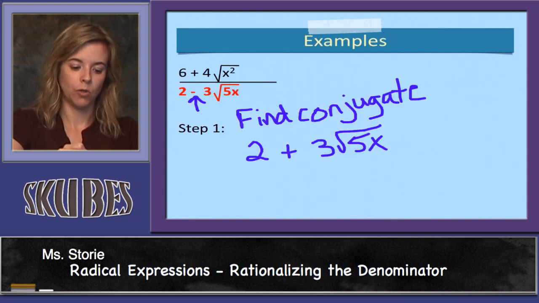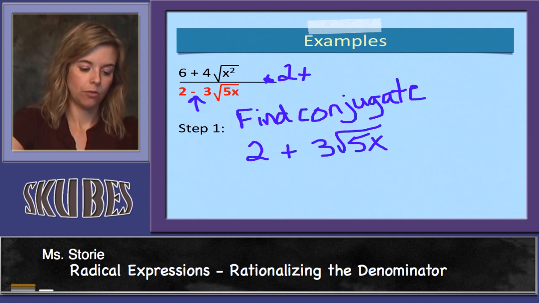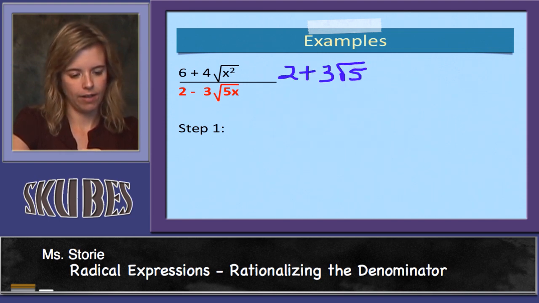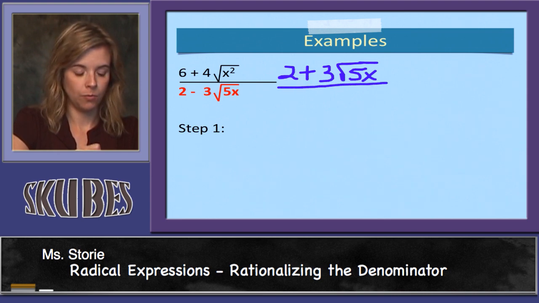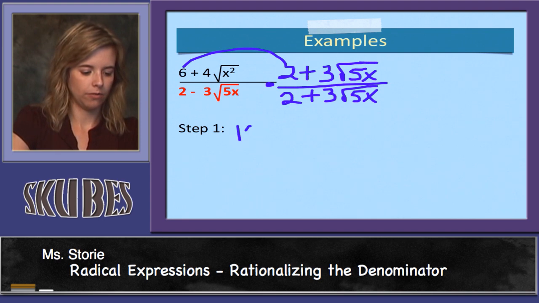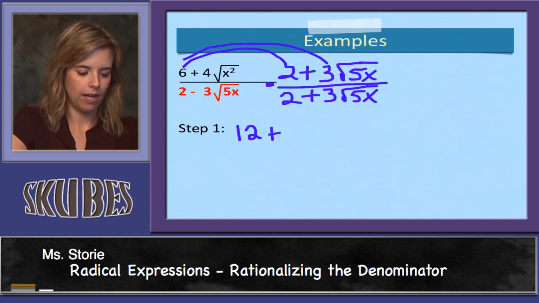So once we do that, we're going to do multiplication. We're going to multiply by 2 plus 3 radical 5x. If we do it to the numerator, you've got to do it to the denominator to keep the fraction equal. And then when we do that, we're looking at FOIL. So 6 times 2 is 12. 6 times 3 radical 5x is going to be a positive 18 radical 5x.